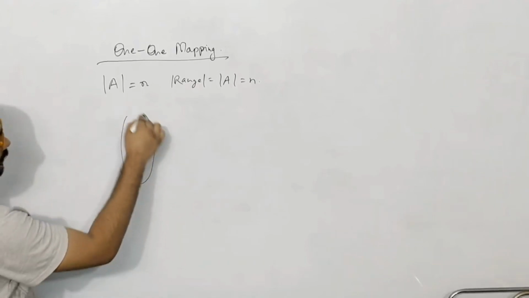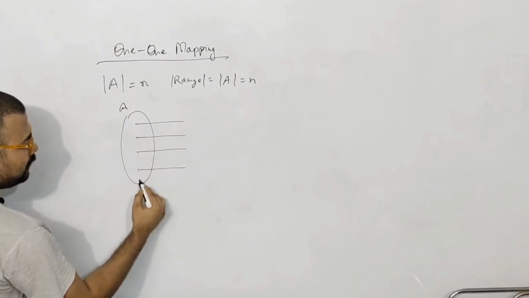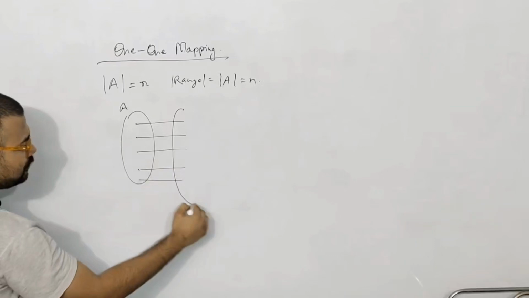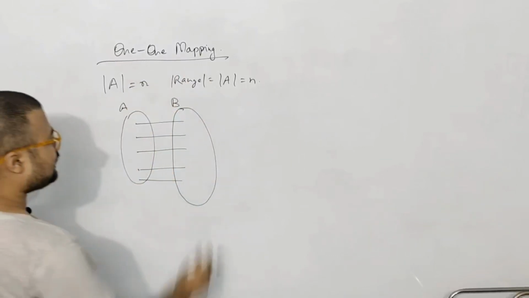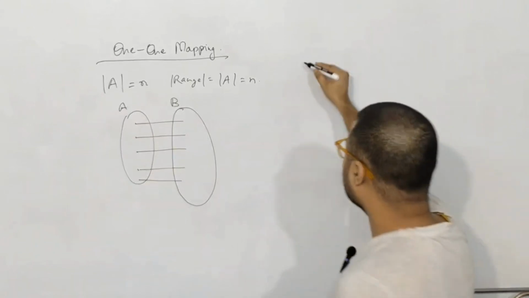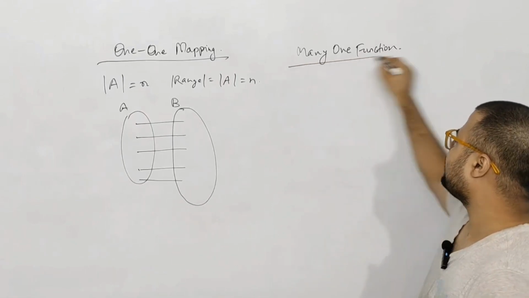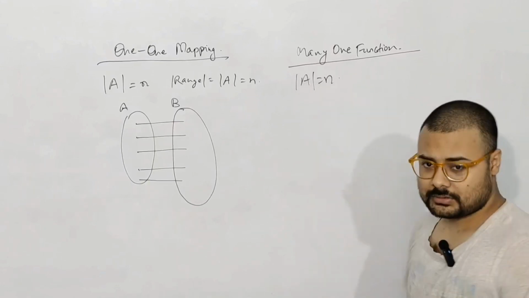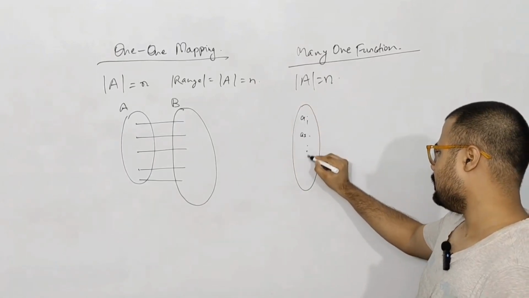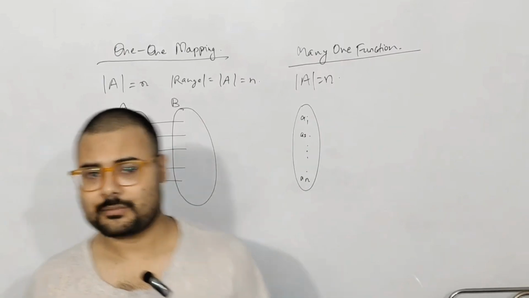Because each element in A is uniquely mapped, and these lines go to different elements in your codomain. So in case of a 1-1 function, the number of elements in the range is equal to the number of elements in A only. And if it's a many-1 function, and the number of elements in A is equal to n, looking at A1, A2, and so on, there are many elements. If it is many-1, what is the smallest number of elements in the range? 1.